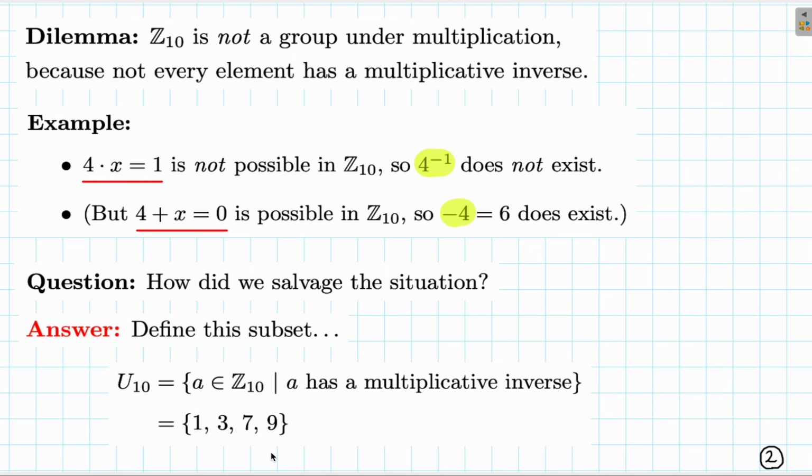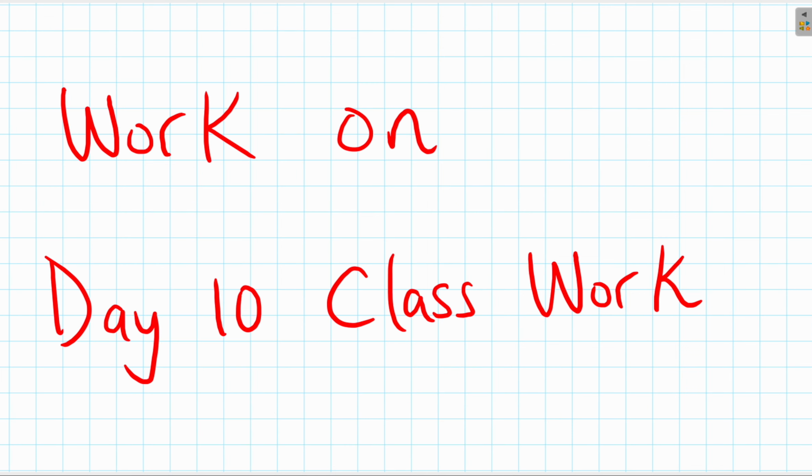And so that's the salvage we made, that we started off with Z10, which is an additive group, which was not a group under multiplication. And so we defined this subset, just holding on to the elements of Z10 that do have multiplicative inverses. Another way to think about it is toss out the elements that don't have multiplicative inverses, and what's left happens to be a group under multiplication. Again, you'll verify that right off the bat in today's classwork. Now, please pause the video and work on day 10 classwork. And afterwards, we'll go over some of the questions and concepts.